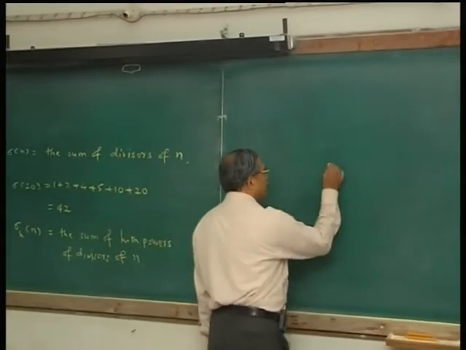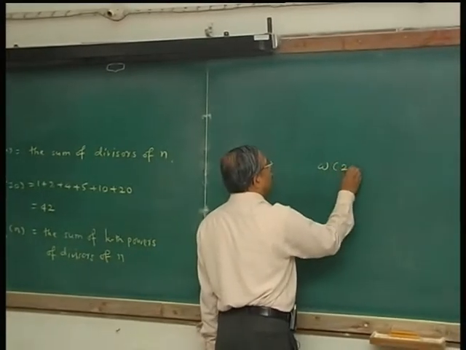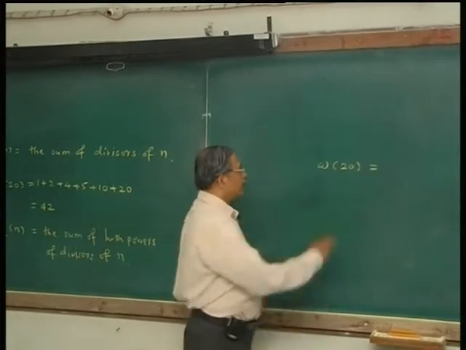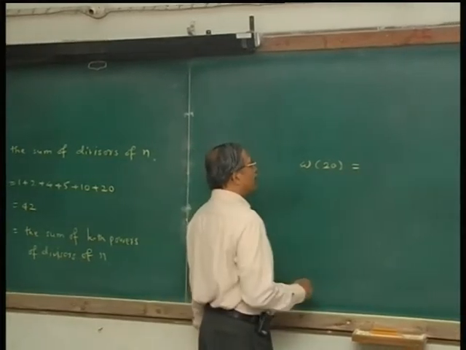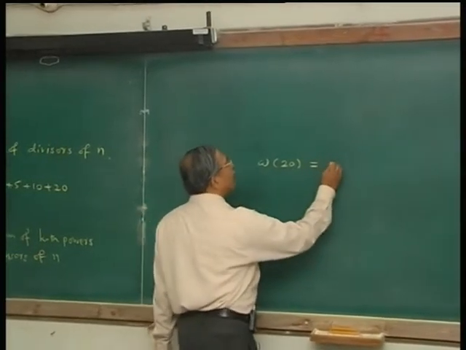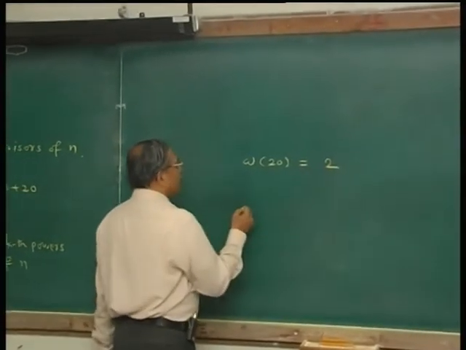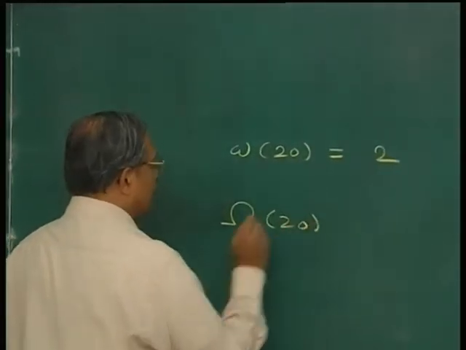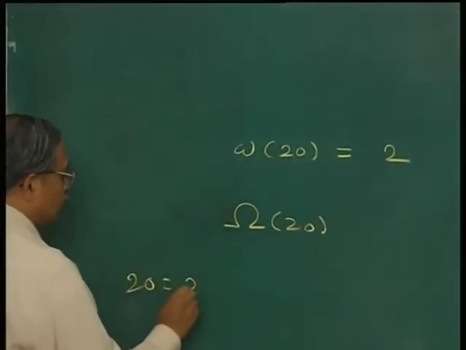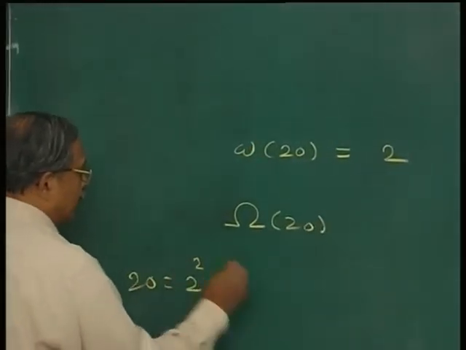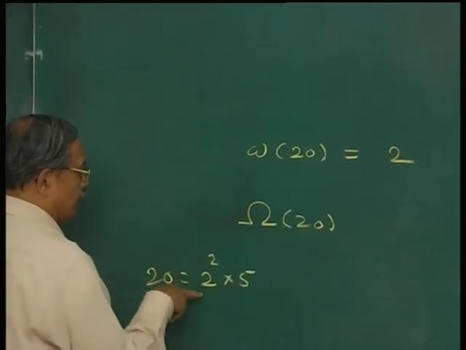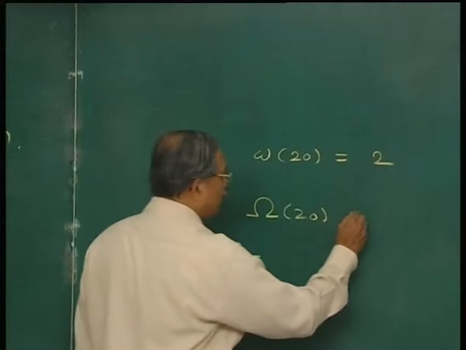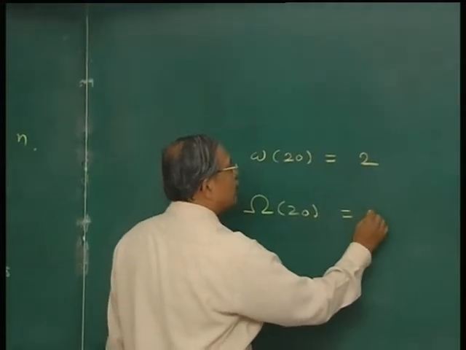For example, if I take small omega of 20, here the primes dividing 20 are 2 and 5, so this is 2. If I take capital Omega of 20, then note that 20 is equal to 2 square into 5. So 2 is coming 2 times and 5 is coming once. So capital Omega of 20 is equal to 3.